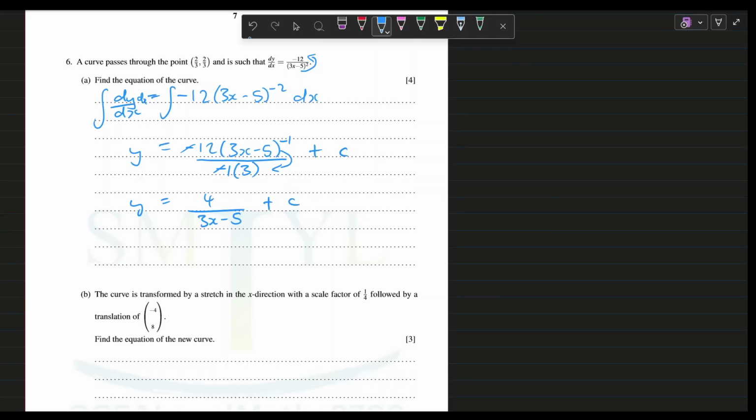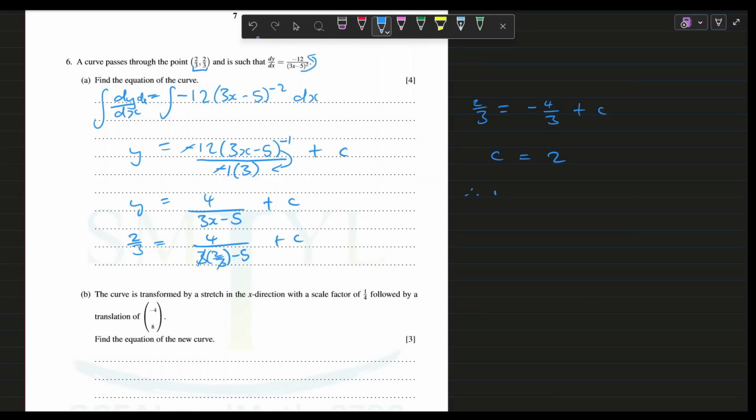To evaluate our constant, we can use the point that we've been given, since we know that our curve passes through this point. So it would be 2/3 is equal to 4 over 3 times 2/3 minus 5 plus c. So that's 2/3 is equal to, this would cancel out, so 4 over 2 minus 5, so that's negative 4/3 plus c, and so you get that c is equal to 2/3 plus 4/3, which is just 6/3, so 2.